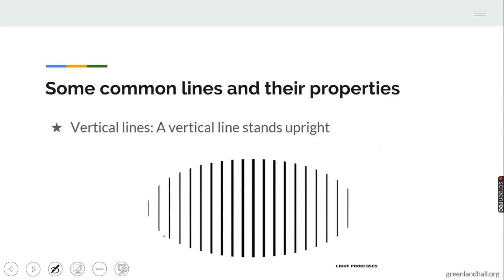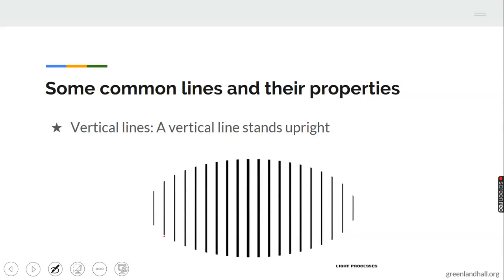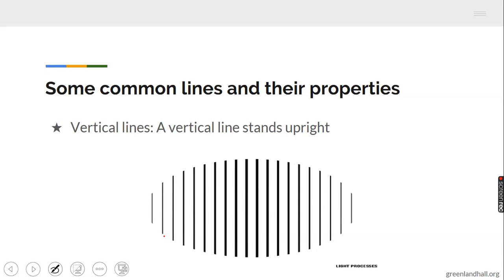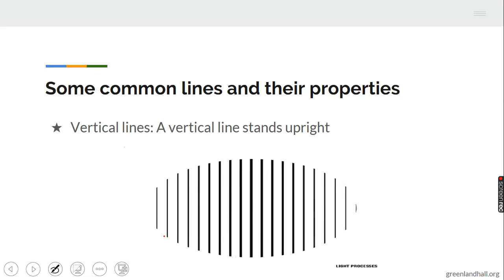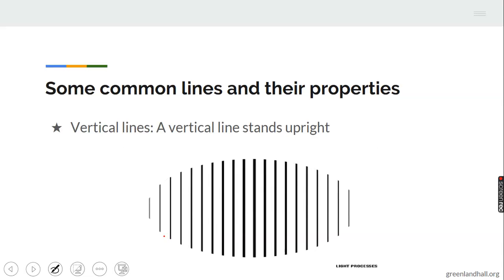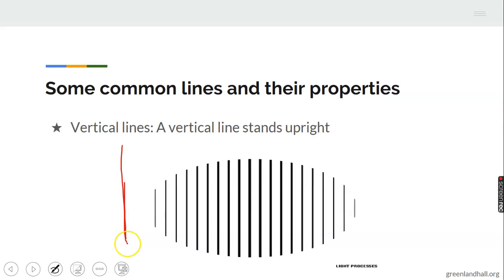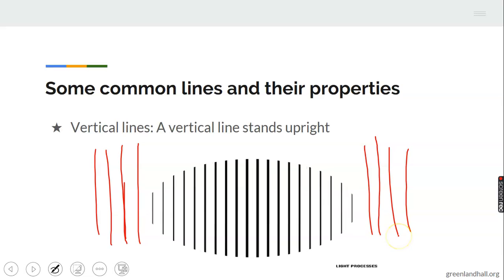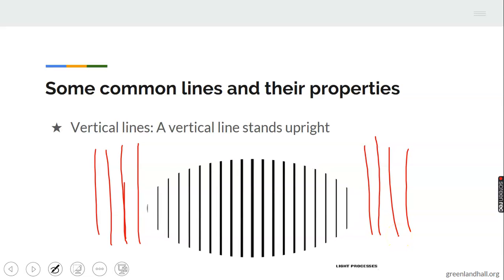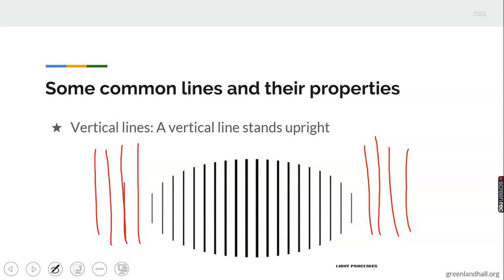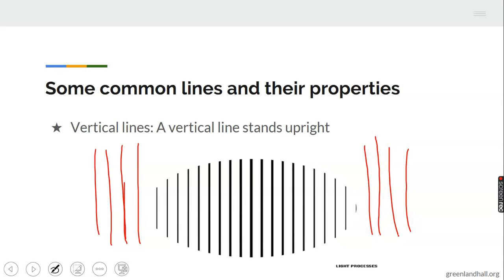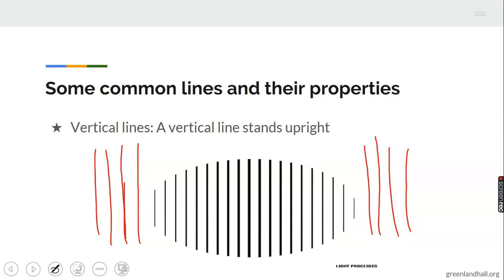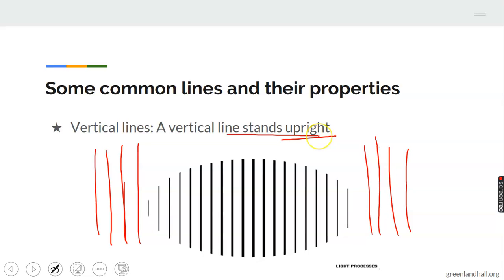Okay, let's now go to some common lines and let's look at what they are. That's their properties. Now I have shown you, you can see the picture of a vertical line. A vertical line. You can see it is standing straight. This is a vertical line. You can see the picture of a vertical line. Have you seen it? Yes, when you're standing straight up. A vertical line stands upright.